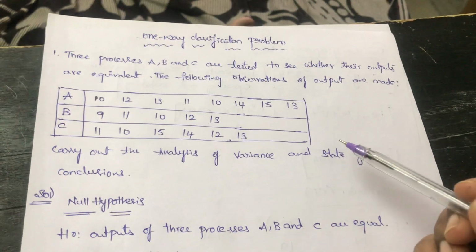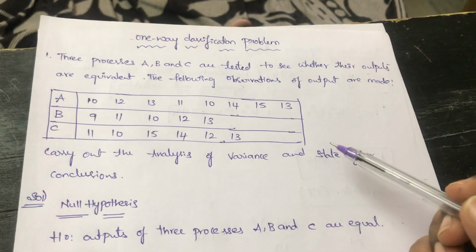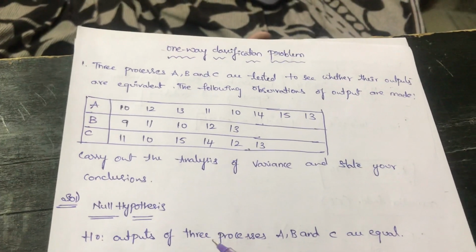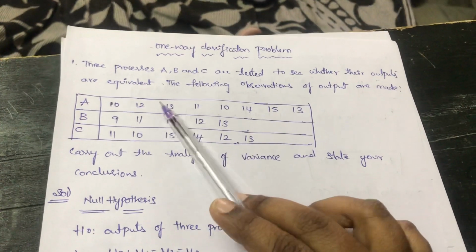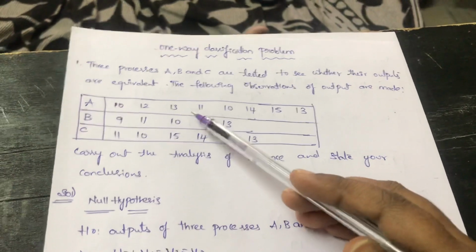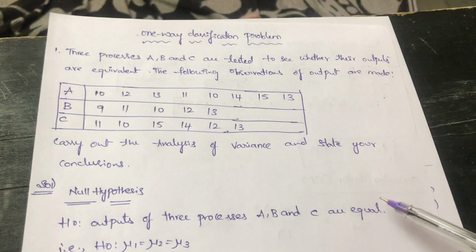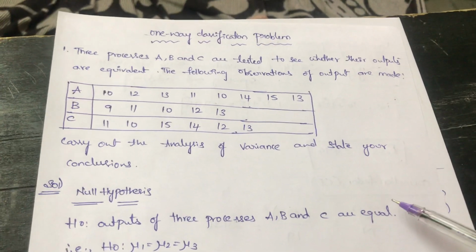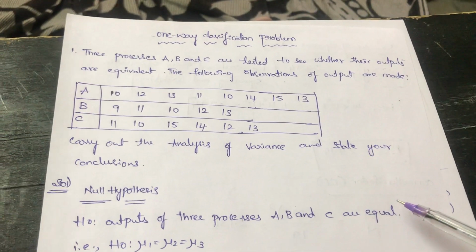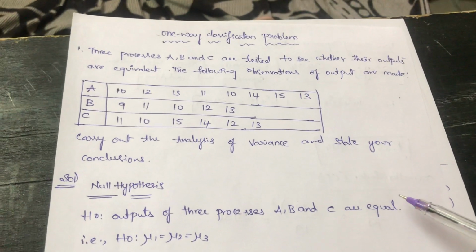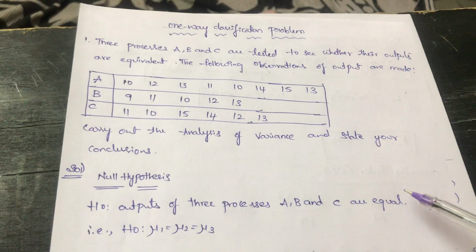Today I am going to explain one-way classification problems. Here we have one problem. The question is: three processes A, B and C are tested to see whether their outputs are equivalent. The following observations of outputs are made. Here we have three treatments A, B and C with an unequal number of elements. Carry out the analysis of variance and state your conclusions.